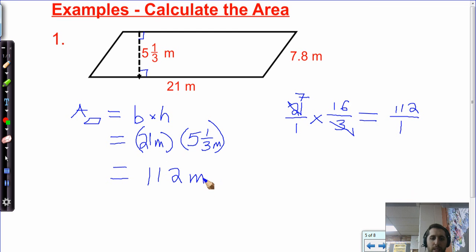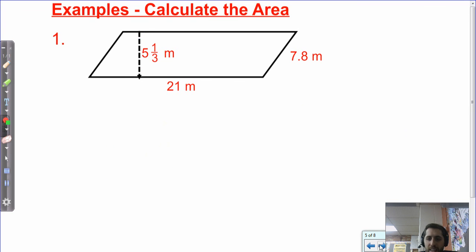And we know that if you multiply meters times meters, that's meters squared. Area is measured in meters squared. So we just knocked it out right away. I hope you noticed, though, that we didn't have to use 7.8. It was neither the base nor the height. It was just a different side, and we didn't need that. Let's look at another problem.